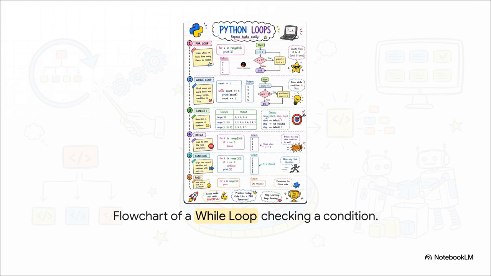This time, we start our count variable at 1, not 0. The condition asks, is the count less than or equal to 5? 1 is less than 5, so that's true. We print the count and add 1. But notice something super important here.